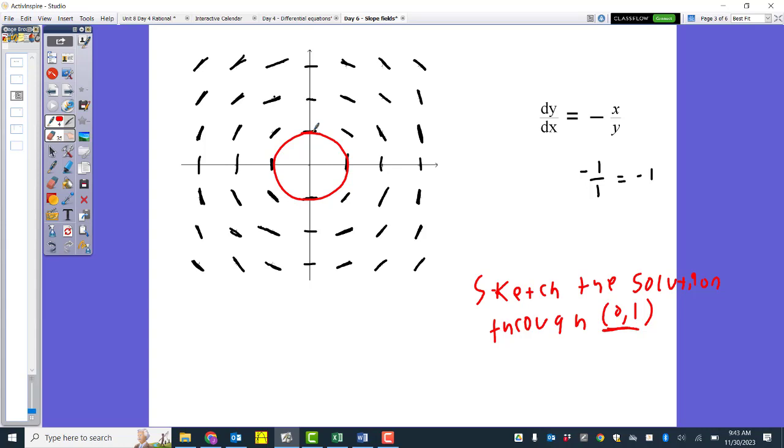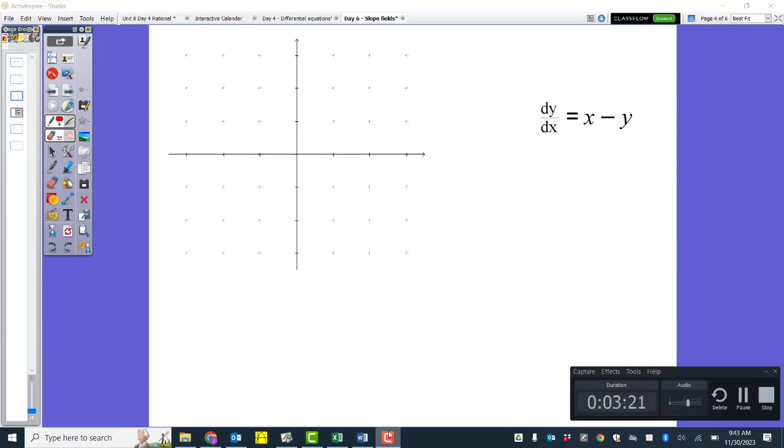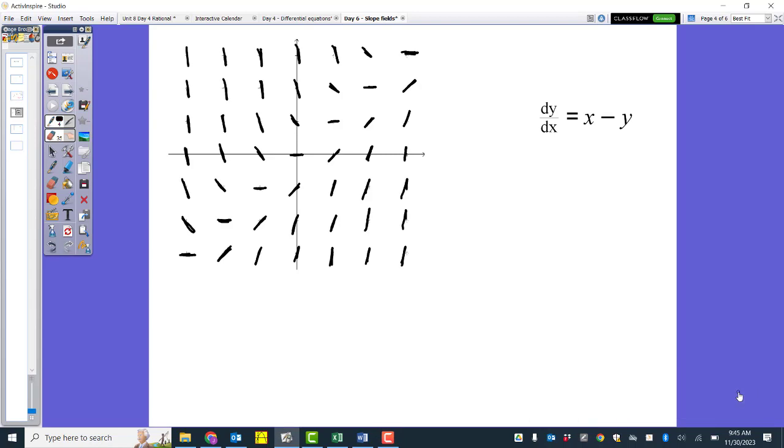So let's look at another one. Actually, let's do this one instead. I'm going to go ahead and pause the video. You pause it as well and draw your own slope field for this one, and then we'll come back in a second and look at it. All right, so this is a slope field I've made.